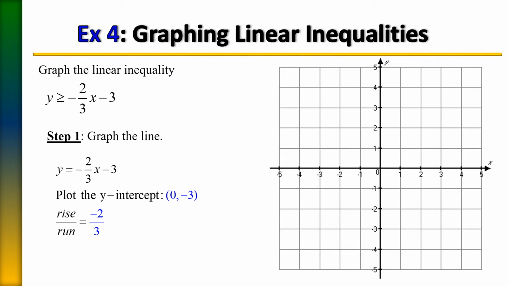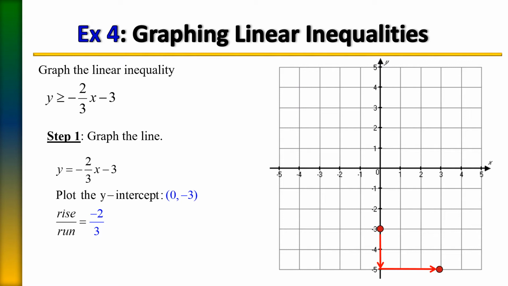We know that if the top or the bottom is negative in a fraction, it makes the whole fraction negative. But in terms of writing it, you write it as one or the other. So beginning with plotting the y-intercept, that's 0 and down 3. From that point, we are going to fall down 2 and run 3 to the positive side. That takes me to my next point on the line.